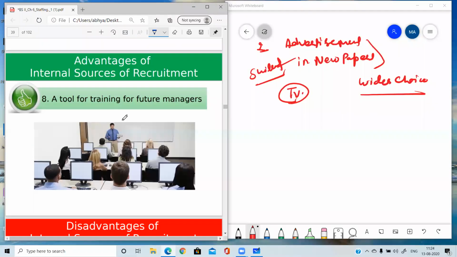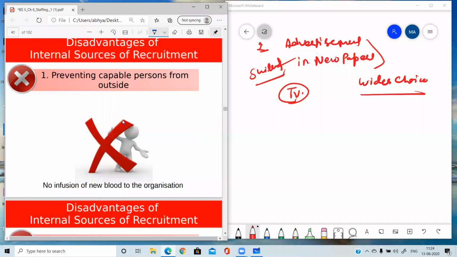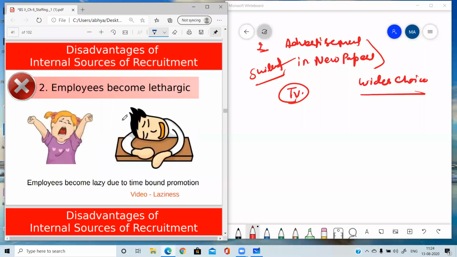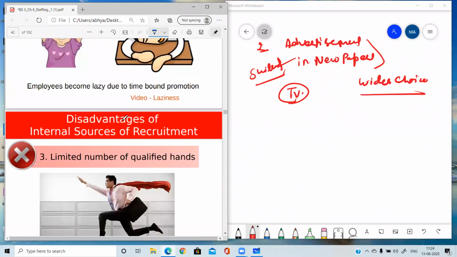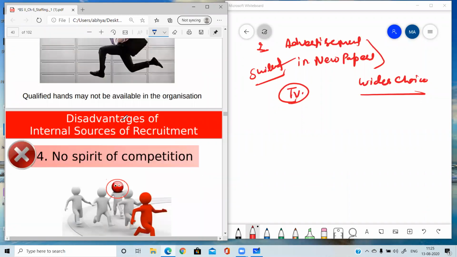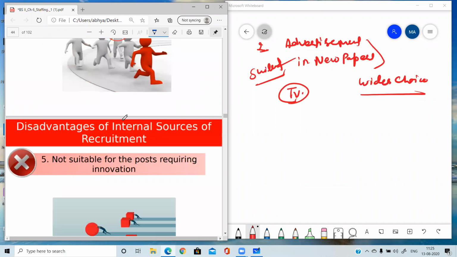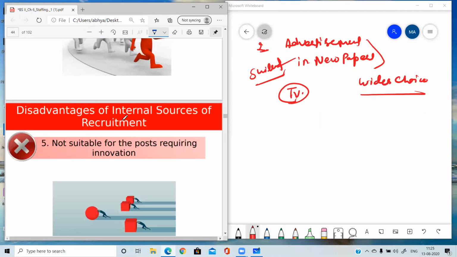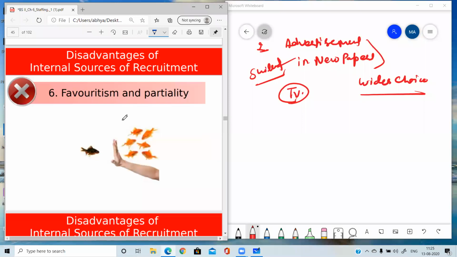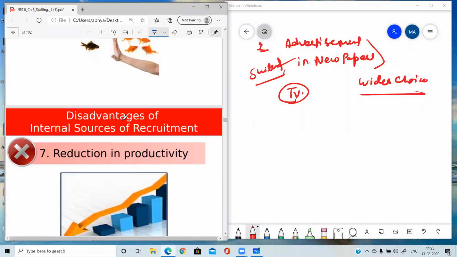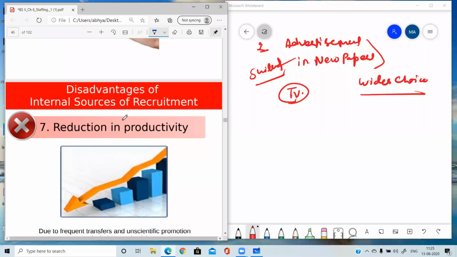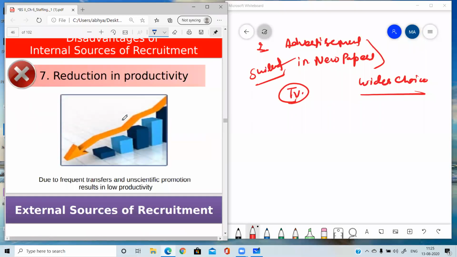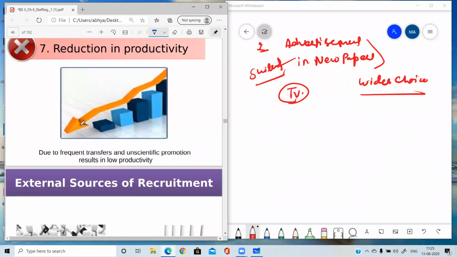Preventing capable persons from outside. Employees become lethargic, I told you this thing. Then limited number of qualified hands, less choice, no spirit of competition, not suitable for the post requiring innovation, favoritism and partiality. You can write your own point after reading the concept. You can write any point which is justified, reduction in the productivity, because this is the important point.